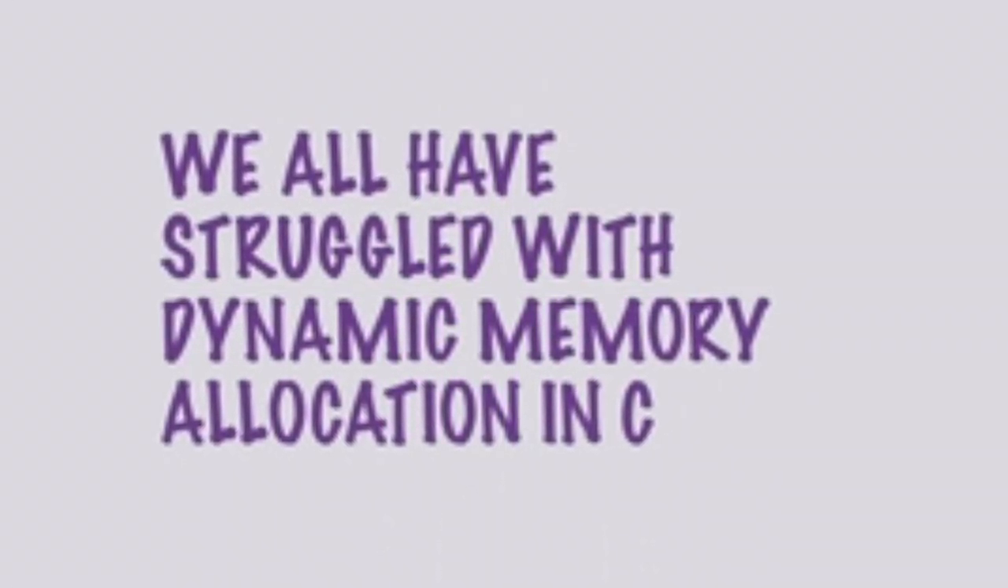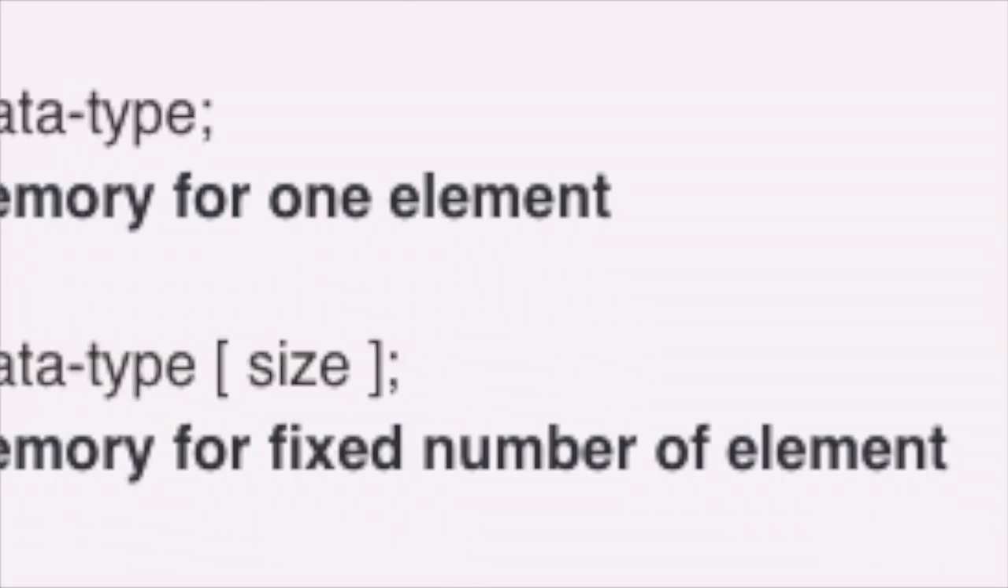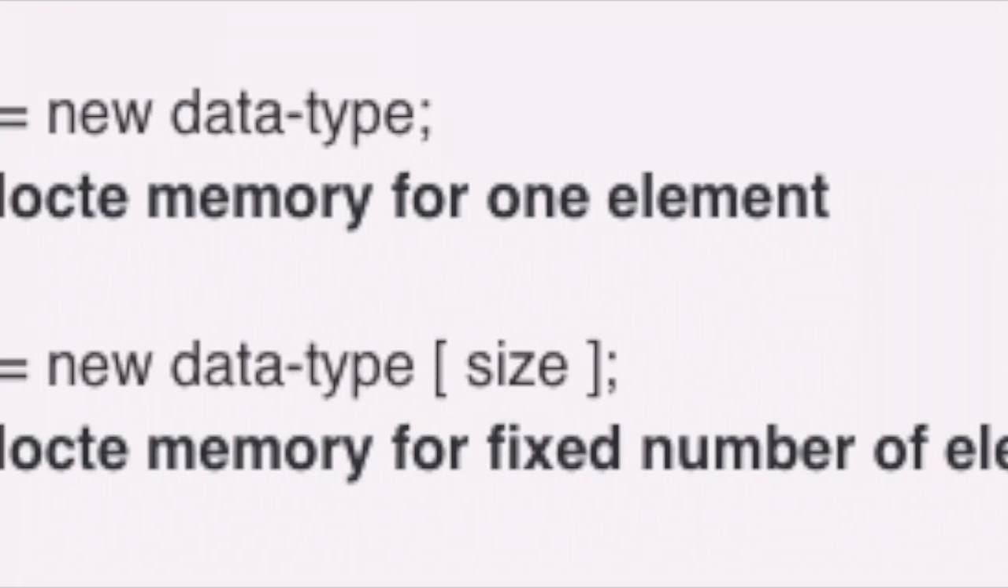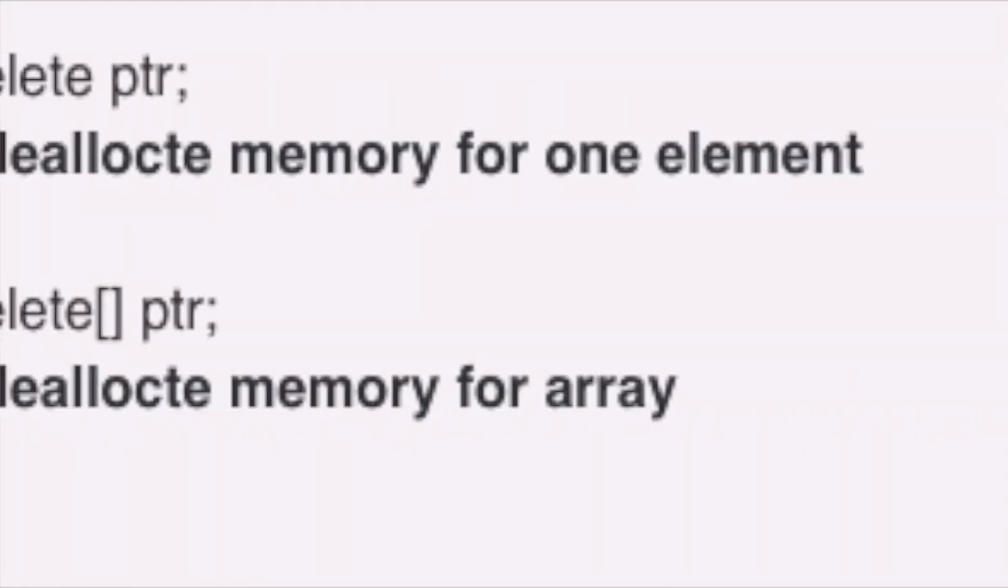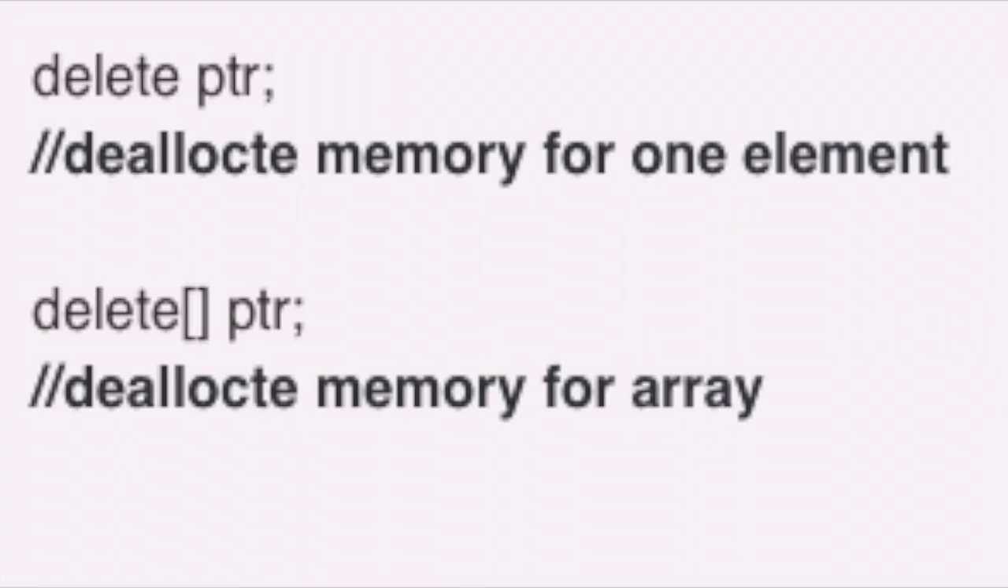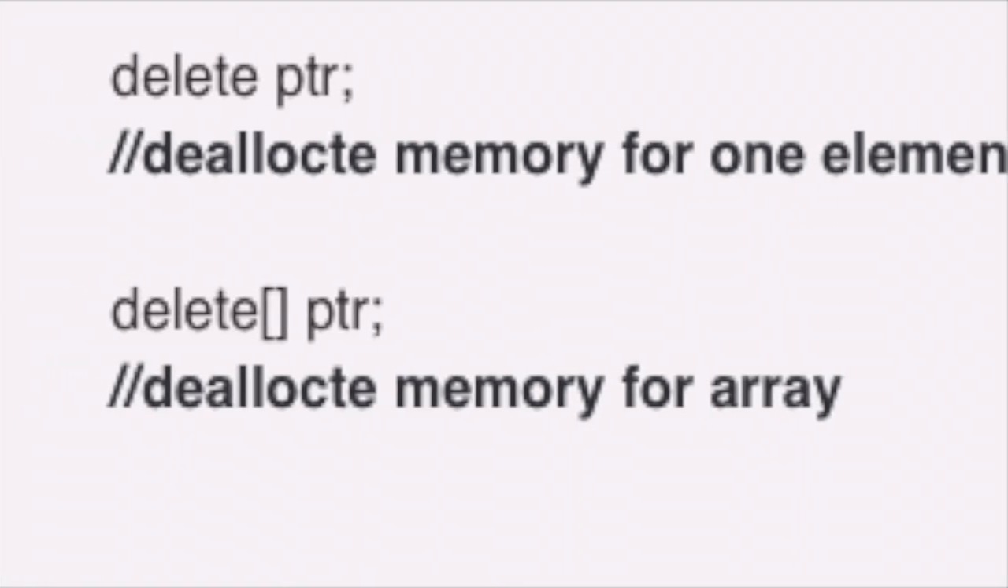Dynamic memory allocation. In C, dynamic memory allocation is done through the malloc, realloc, calloc, and free functions. But in C++, this is accomplished through the new and delete operators.